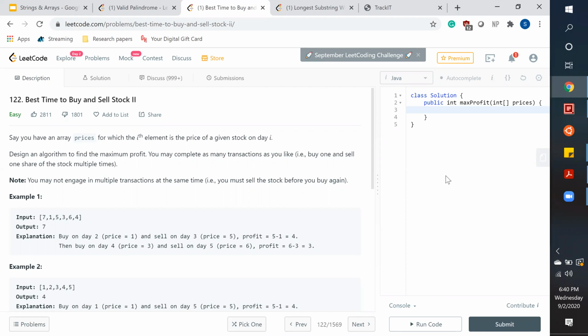No, you don't need to understand stocks to do this problem. You need to know the definition of profit, I guess. Profit is just the money you get by selling minus the money you get from buying. But that's all you need to know. This has nothing to do with stocks. This could have been the price of whatever.